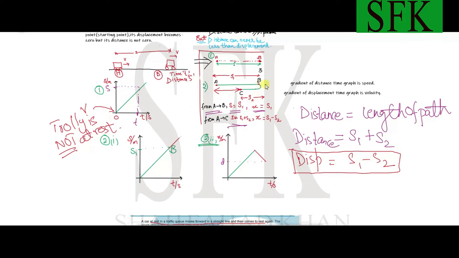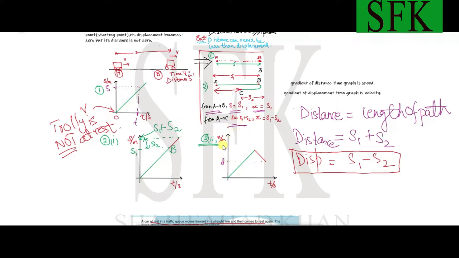Now after B, it moves forward to point C. The length keeps on increasing because the distance keeps on adding up. As time further increases and the particle reaches the point C, this is the point where our total distance becomes S1 plus S2, and the difference is S2.